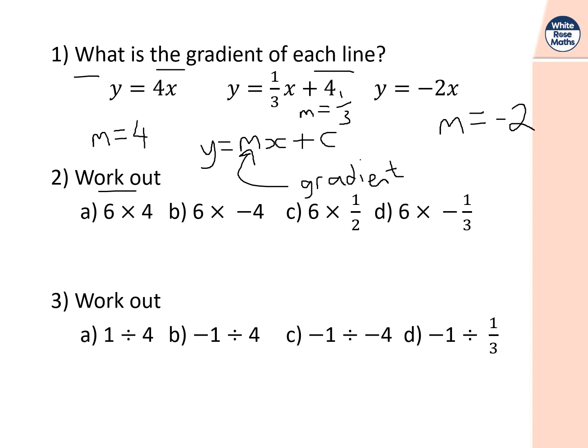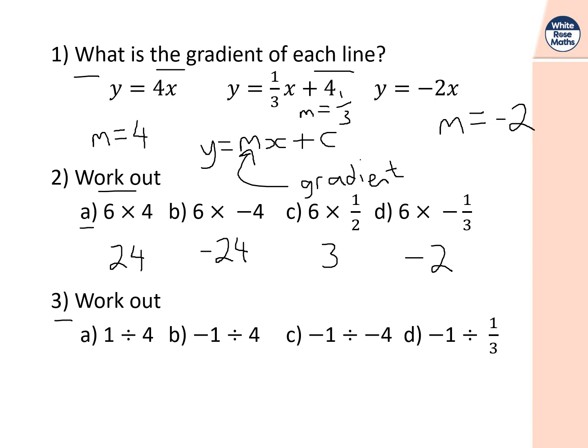Okay, question number 2, part A. Work out 6 times 4. Well, that's 24. Part B, 6 times minus 4 makes minus 24. Remember your positives and negatives. A positive times a positive makes a positive, a positive times a negative makes a negative, a negative times a negative makes a positive, and a negative times a positive makes a negative. Part C, 6 times a half is 3. Part D, 6 times minus a third is minus 2. Again, well done if you got all of them, or any of those. Give yourself a mark per part.